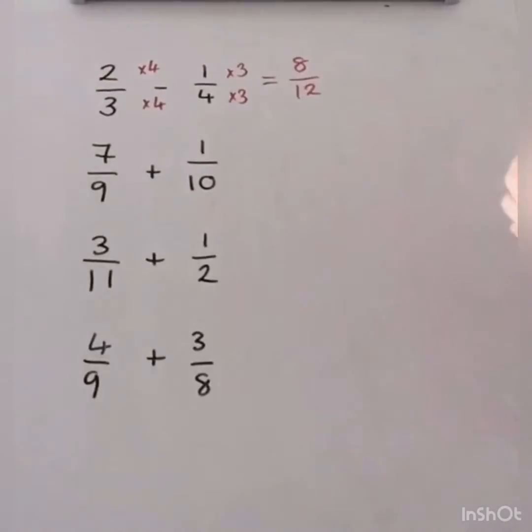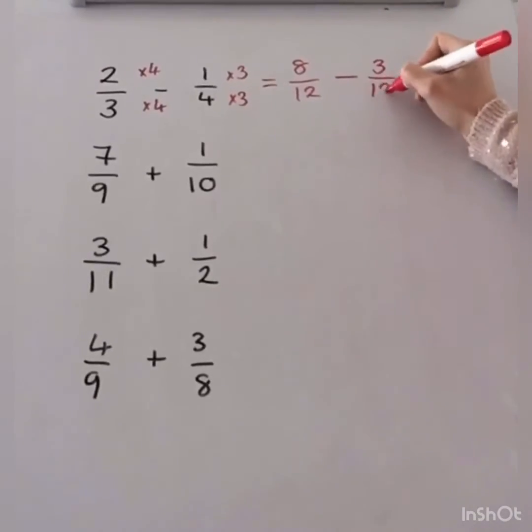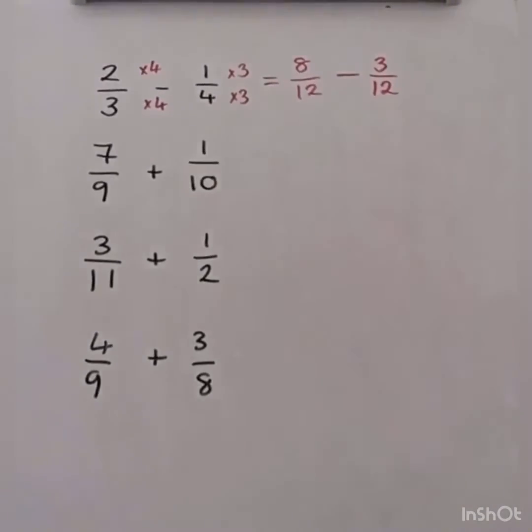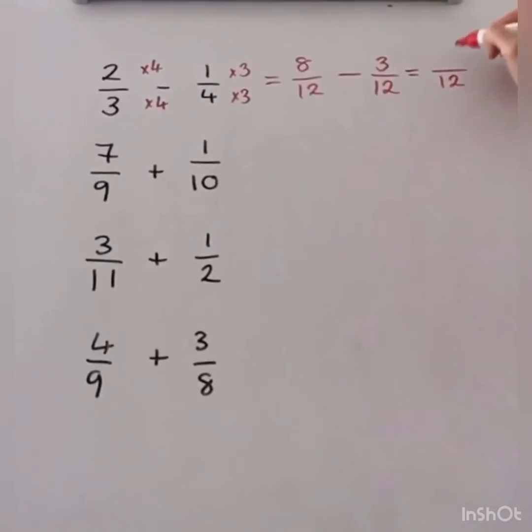2 times 4 is 8, 3 times 4 is 12, that's your first one. Your second one, 1 times 3 is 3, 4 times 3 is 12. So you can see that now I've changed both of my fractions, I now have a common denominator. And remember, we only do the sum to the top, so 8 take away 3 is 5. So our final answer is 5/12.